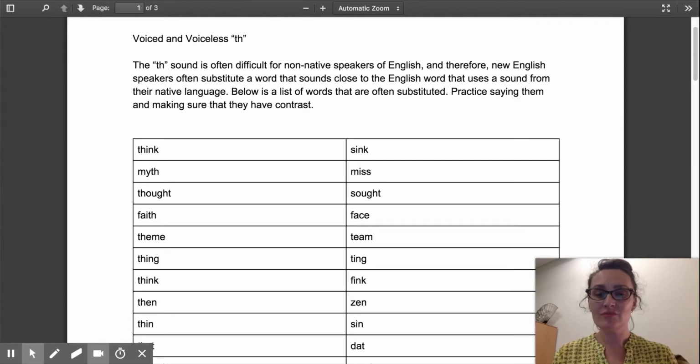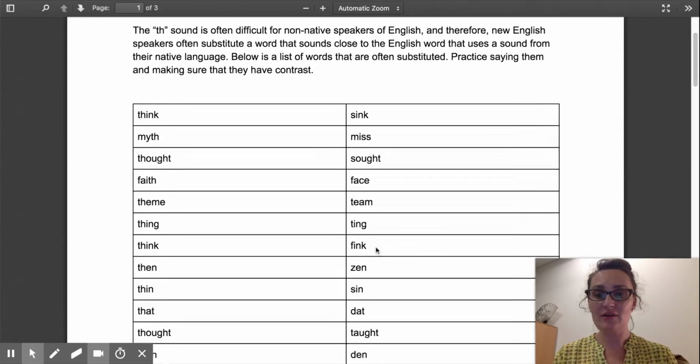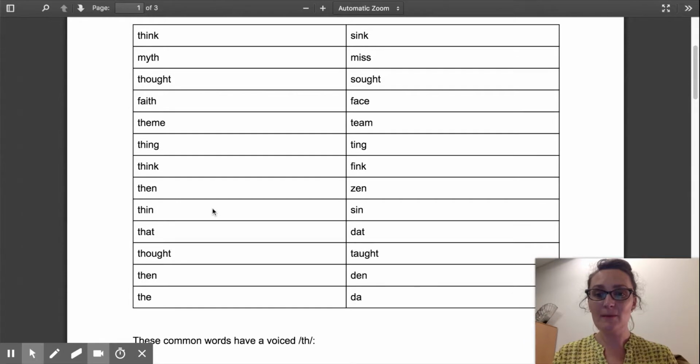Then, zen. Thin, sin. That, dat. Thought, taught. Then, den. The, da.